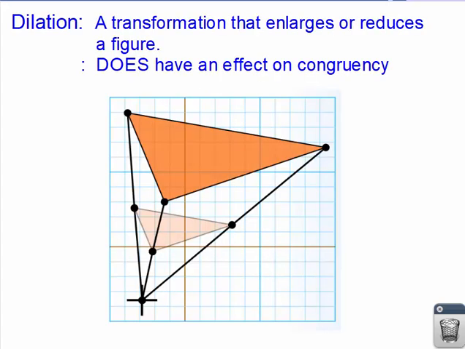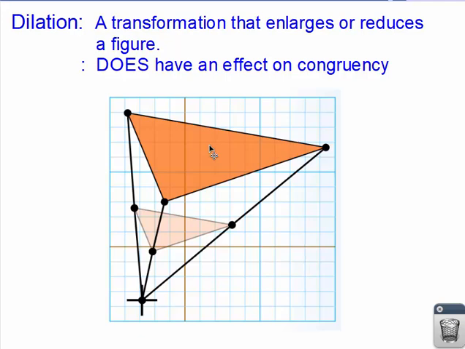So a dilation by definition is a transformation that enlarges or reduces a figure. It takes a smaller figure and blows it up into a bigger one, or a bigger figure and reduces the image into a smaller one. So, on the two questions that we've been looking at, does it have an impact on congruency? Yes, it does, because these two figures are not congruent to each other.